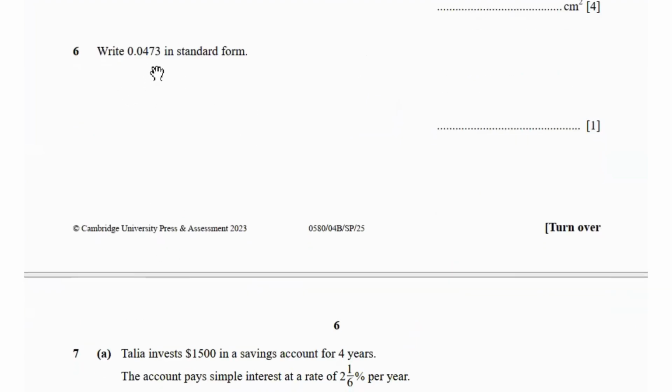Then it says write 0.0473 in standard form. So we move the decimal 2 places to the right side. 4.73 times 10 to the power of negative 2. The reason why it's negative 2 is because we had to move the decimal from the left to the right side. If it was from the right to the left, then it would be positive 2. So 4.73 times 10 to the power of negative 2. And since we moved it 2 places, that's why the power is 2.